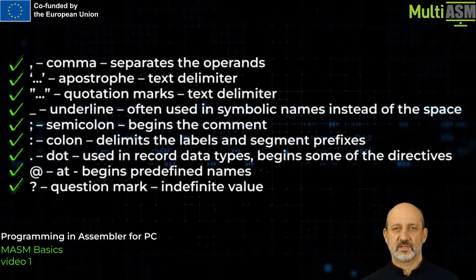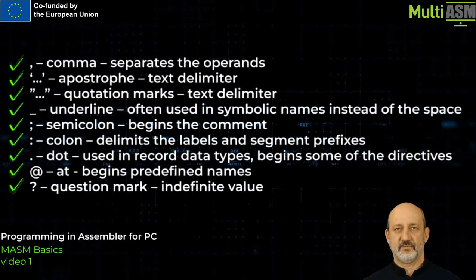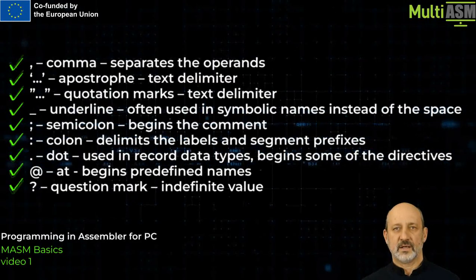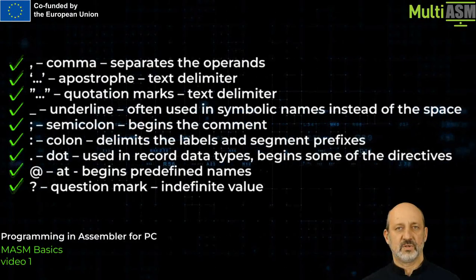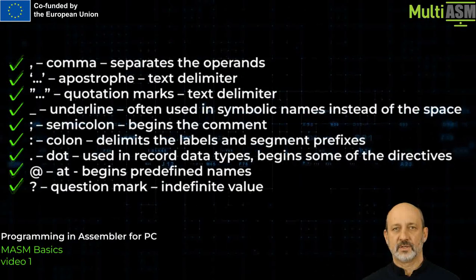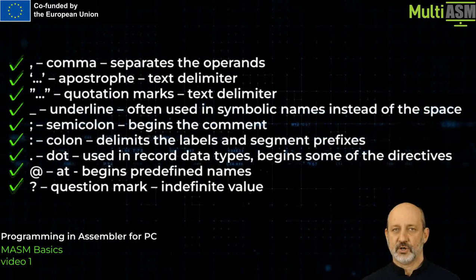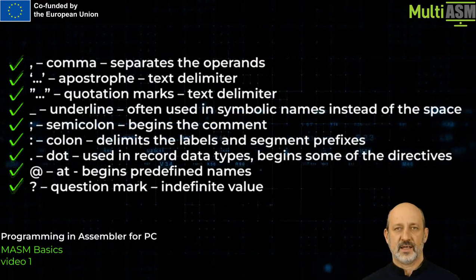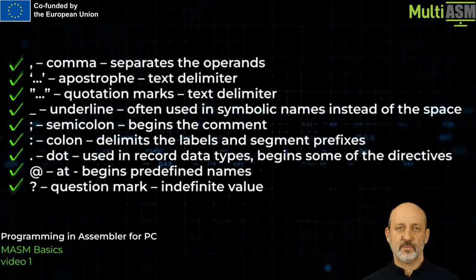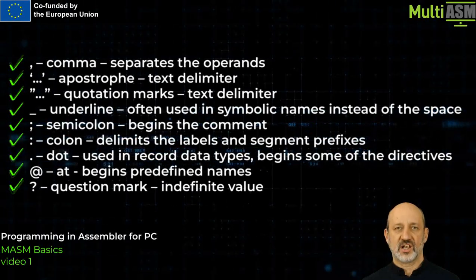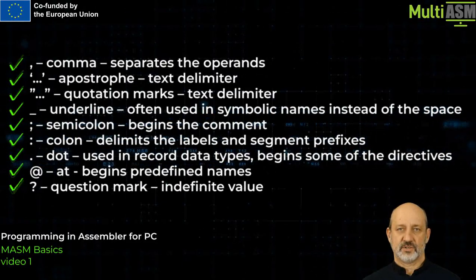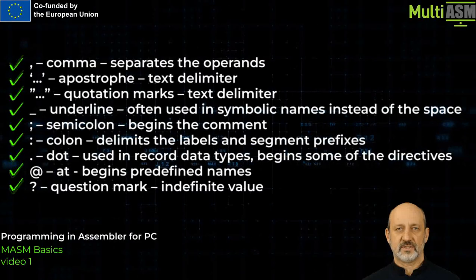Comma separates the operands. Apostrophe and quotation marks are text delimiters, and underline is used instead of space in symbolic names. Semicolon begins the comment, while colon delimits the label. A dot is used in some directives, and at begins some predefined names. The question mark represents an uninitialized value. Some characters are used in expressions to calculate addresses or some constant values.